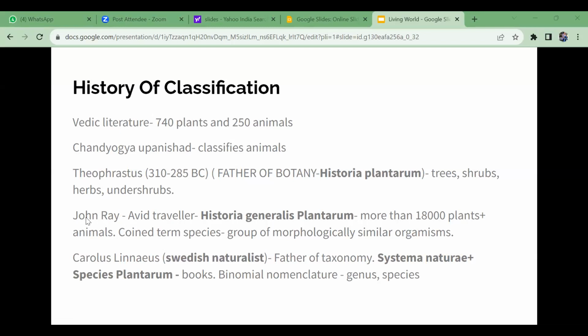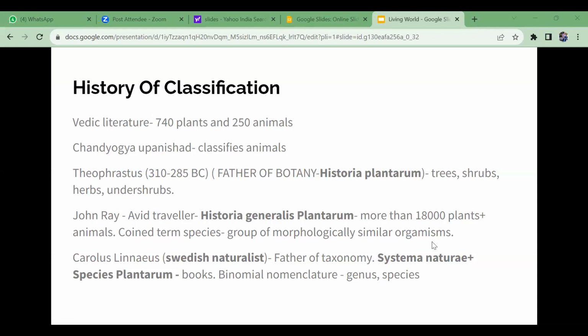More than 18,000 plants and animals are there. He was the one who coined the term species, a group of morphologically similar organisms. उसने species का definition और दिया था. This was said by John Ray. मतलब NEET में नहीं आएगा, लेकिन तुम लोग का question हमारे state exams में आ सकता है, आया हुआ है. You have to just remember. He coined the term species and he said them as a group of morphologically similar organisms.